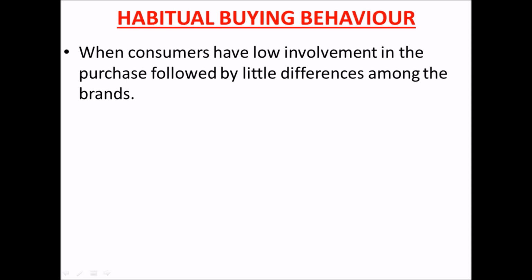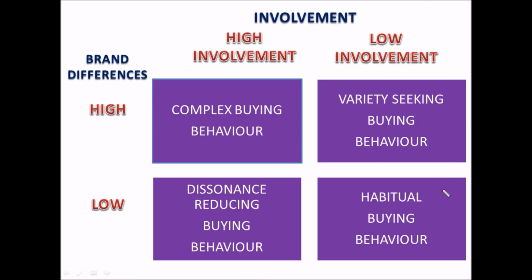In this, the customer shows his habitual behavior. He has a habit of buying something like salt, pulses, rice, etc., as I told you. So when consumers have low involvement in the purchase followed by little differences among the brands, there is low involvement and the brand differences are also very less. So here you can see in the habitual buying behavior, we have low involvement as well as low brand differences.